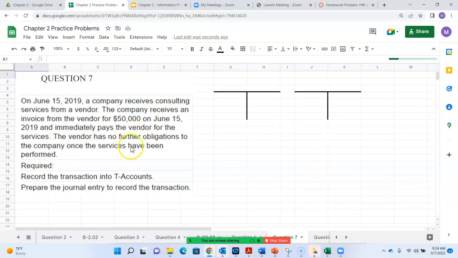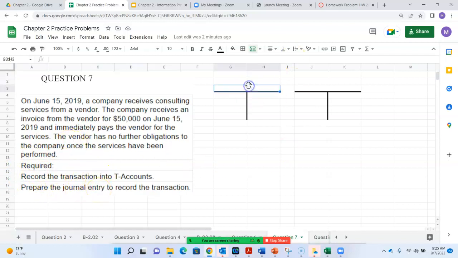So we've got question 7. On June 15th, 2019, a company receives consulting services from a vendor. The company receives an invoice from the vendor for $50,000 on June 15th and immediately pays the vendor for the services. The vendor has no further obligations to the company once the services have been performed. So what do we need to do? We need to record the transaction into T accounts and then prepare the journal entry.